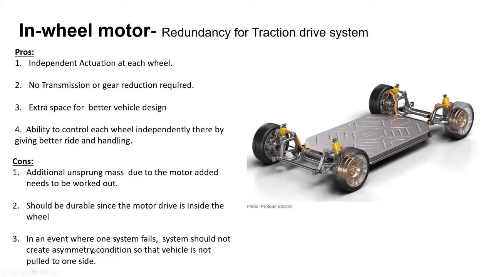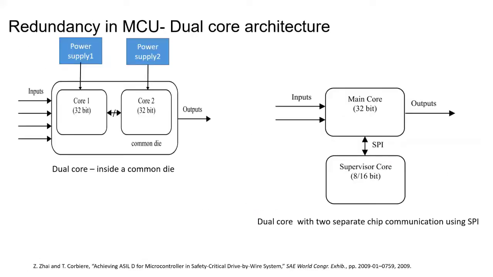In case of an event where one system fails, the system should create a symmetry condition so that the vehicle is not pulled to one side. If one system fails, you don't want the vehicle pulling to one side. So we need to mitigate those kinds of conditions.